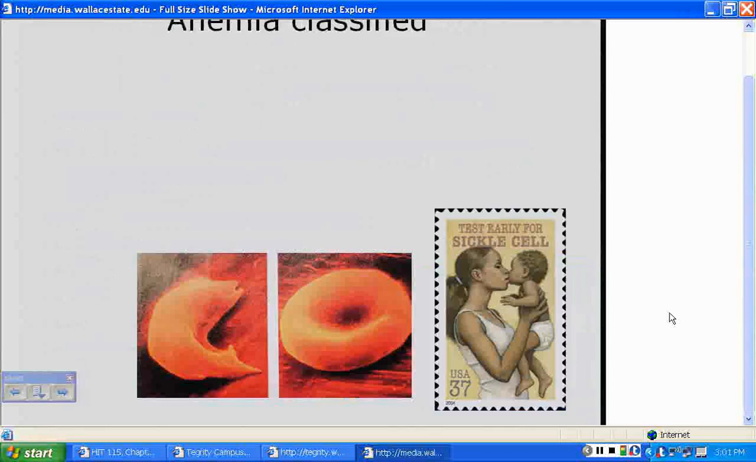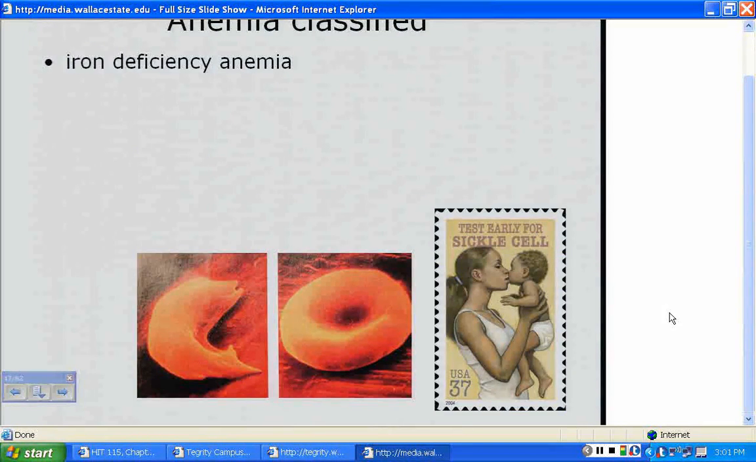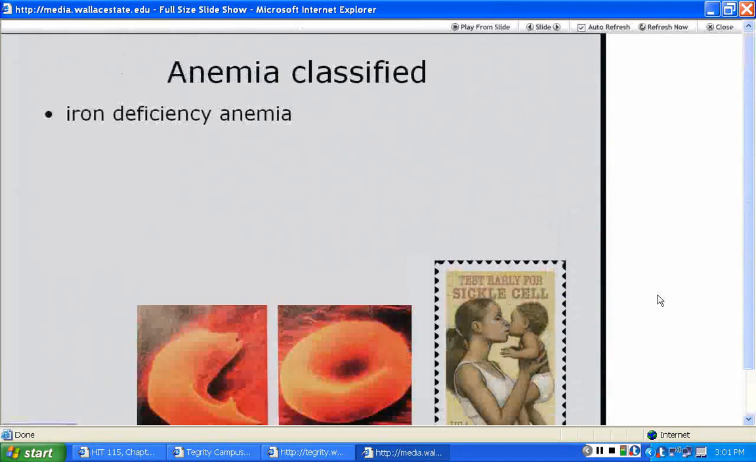There are many, many different types of anemia. The first one listed here is iron deficiency anemia. In iron deficiency anemia, certainly the person is deficient in iron, and iron is very important for the red blood cells to form properly. The treatment of iron deficiency anemia would be adding iron to the diet. That's the most common type of anemia.